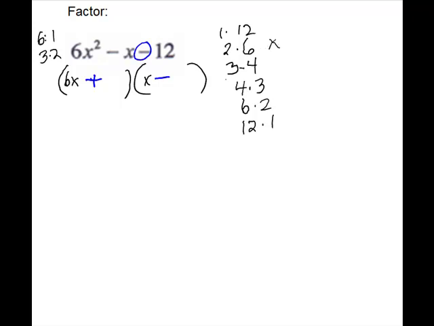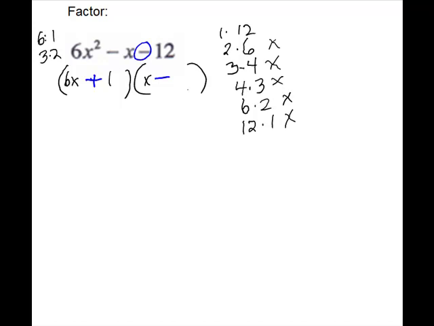If I put 3 and 4 in, 3 in with 6, they have a GCF of 3. It's not going to work. 4 and 3, if I put 4 in with the 6, they have a GCF of 2. It's not going to work. 6 and 2, 6 and 6, GCF of 6. And 12 and 1, GCF of 6. So none of those choices would work. I can rule them out.